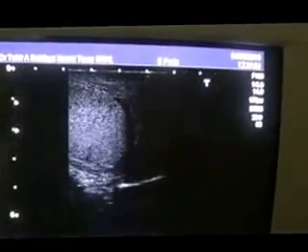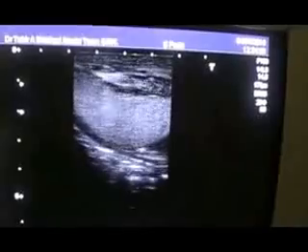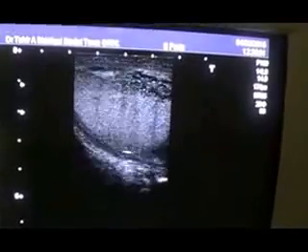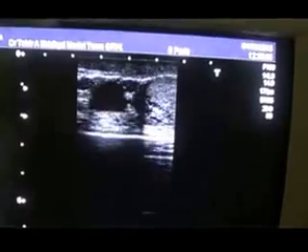Okay. This is the left testis, this is the right one. This is the case of the day.